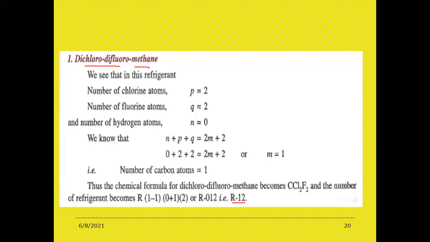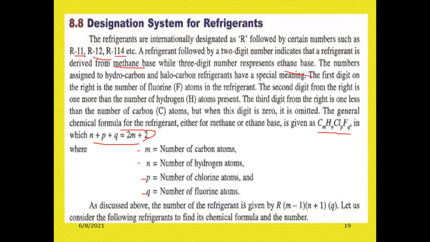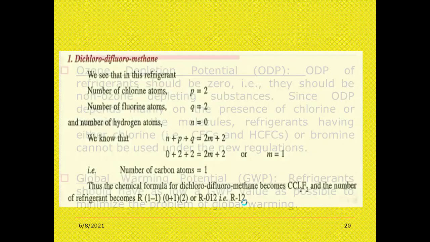Then what is the meaning of R12? R12 is dichlorodifluoromethane. If there are two digits, it is methane based. If there are three digits, it is ethane based. Here we have R12, so it is methane based. Next, how to designate, right?